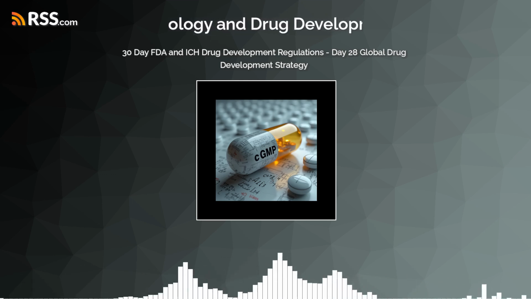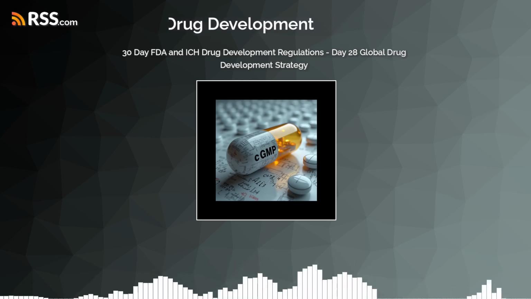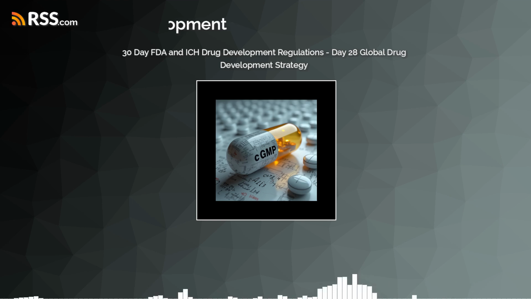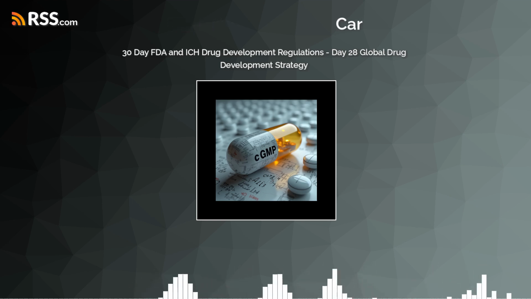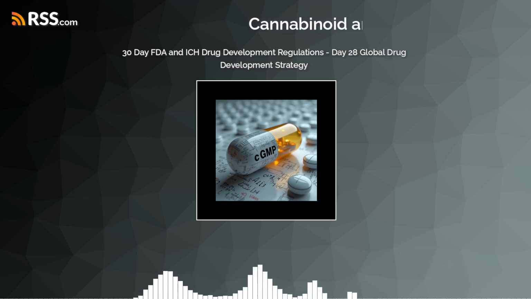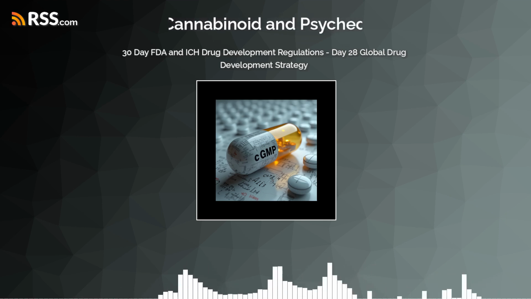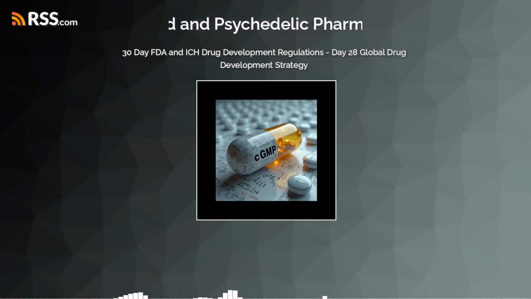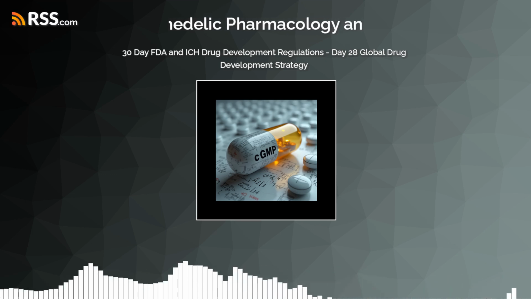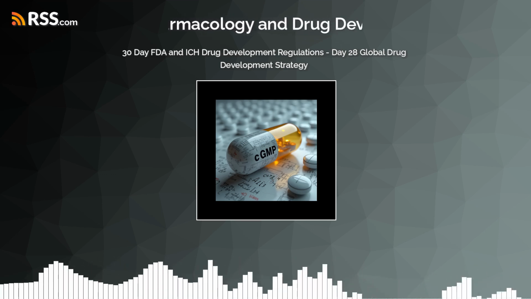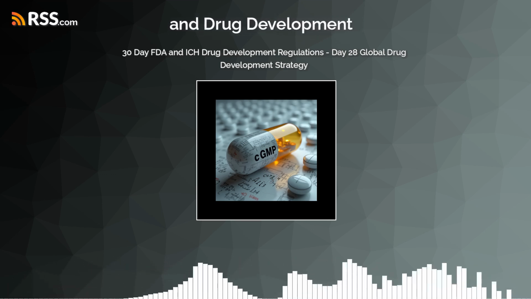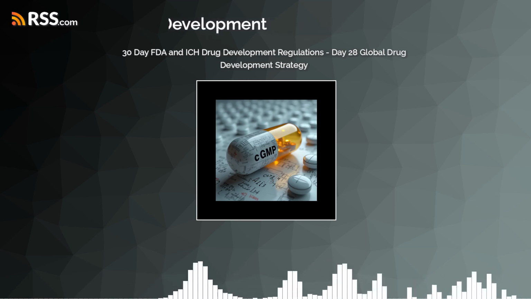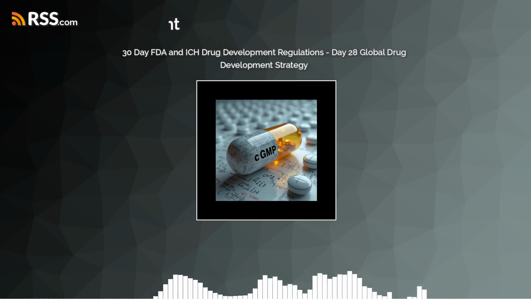So real-world data is all the information that's collected outside of those traditional clinical trials. Things like electronic health records, data from wearables, what patients report about their symptoms, even social media activity. It's like this giant pool of information about how people actually use medications and what happens to them in their everyday lives. Exactly. And technology lets us analyze that data to find out things we could never learn from clinical trials alone. What kind of things?